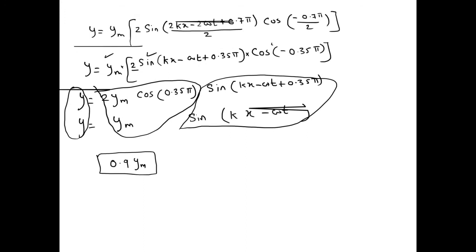So what is our amplitude? Our amplitude is 2 multiplied by cosine of 0.35 pi multiplied by Ym, the amplitude of the resultant wave. Because when you mix two waves together, your resultant amplitude will give some value. But when you use the calculator, you have to use the radian mode. Please don't use the degree mode. If you use the degree mode, then your answer will be different. Clear? It should be in radian.